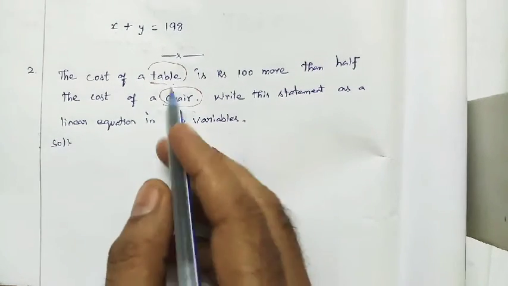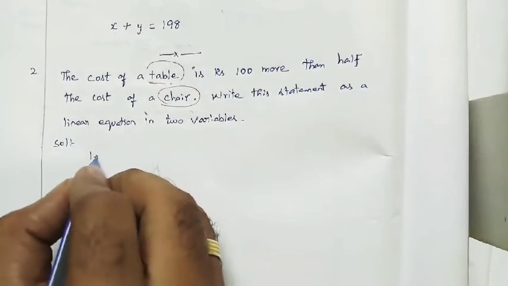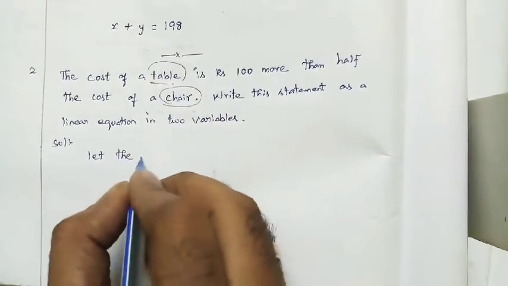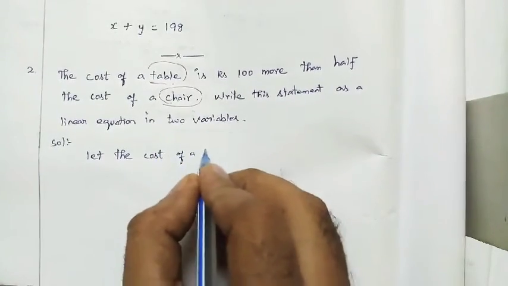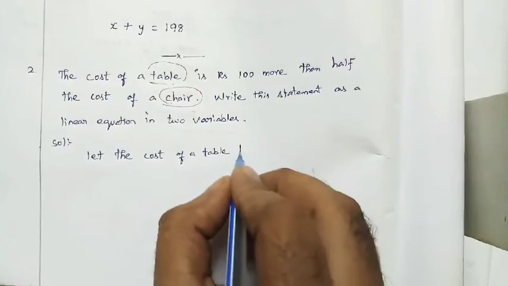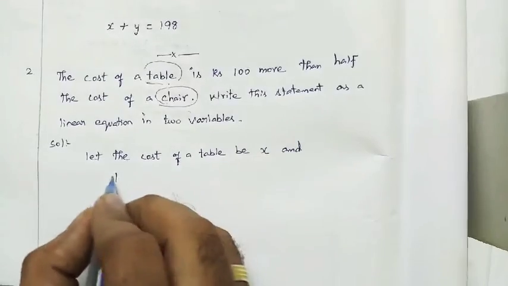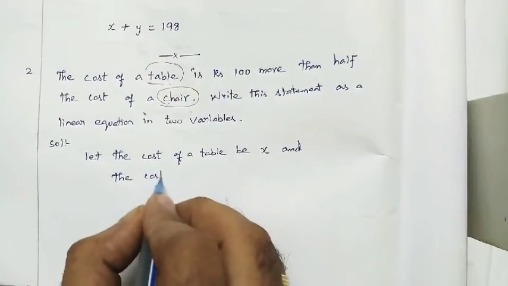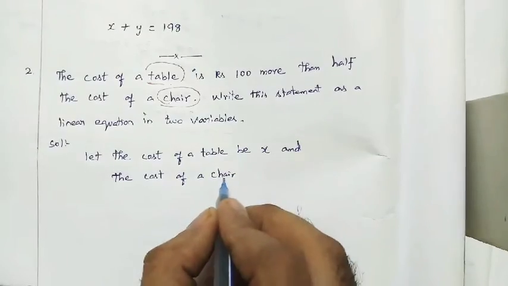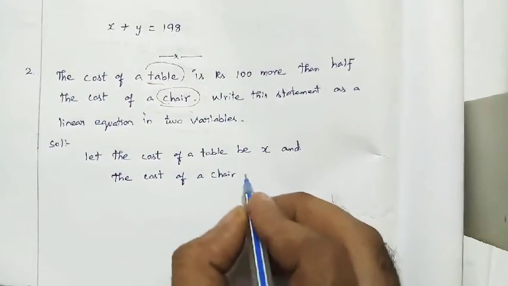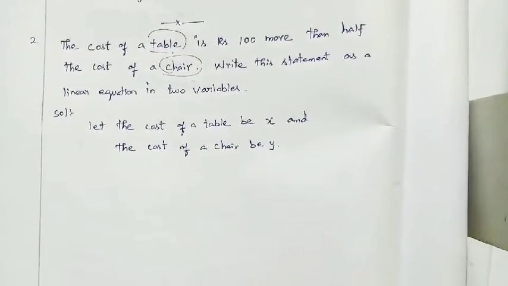Let us assume some variables for this table and chair. Let the cost price of a table be x, and the cost of a chair, that means a single chair, be y. Now come to the condition. What is the condition we are having?